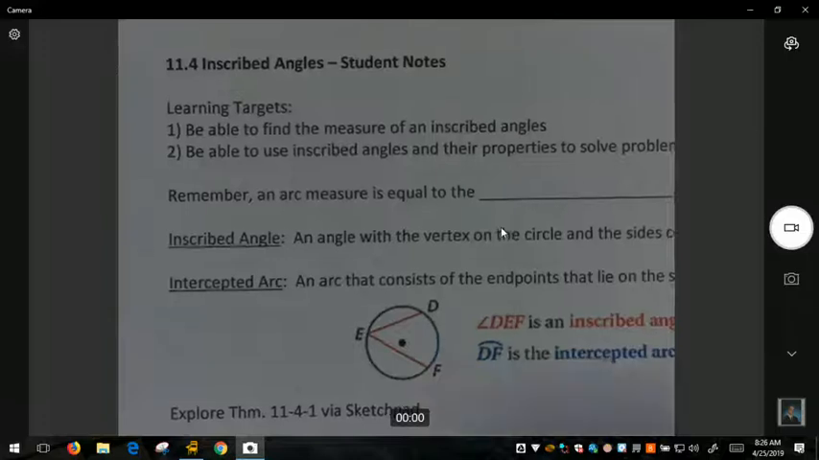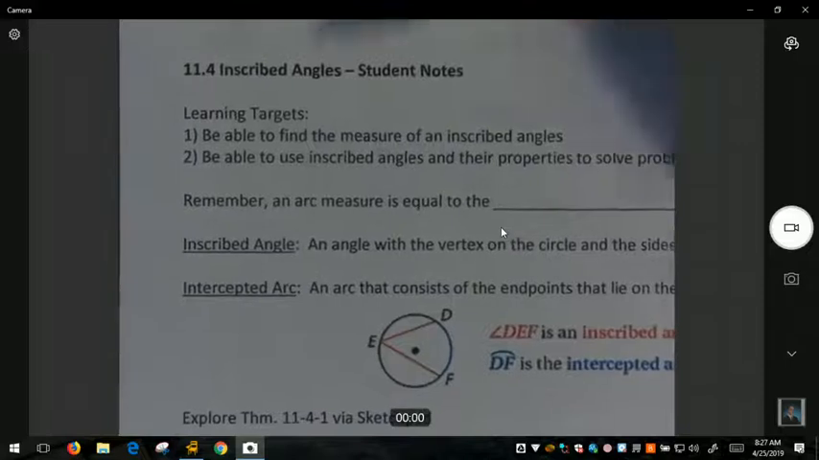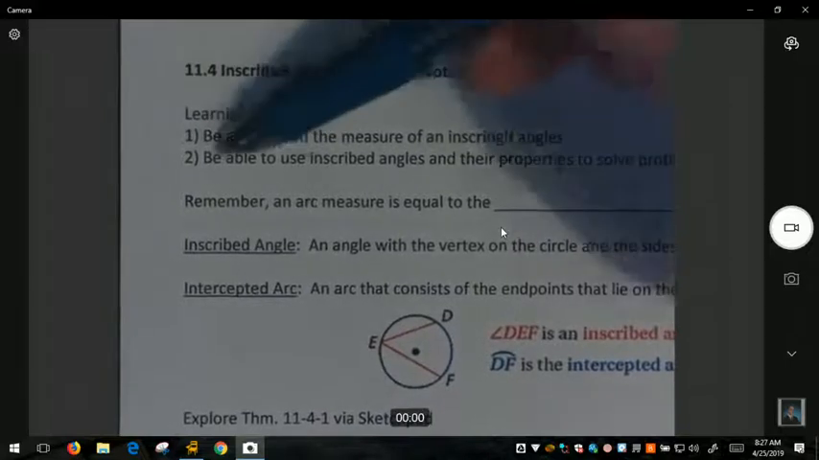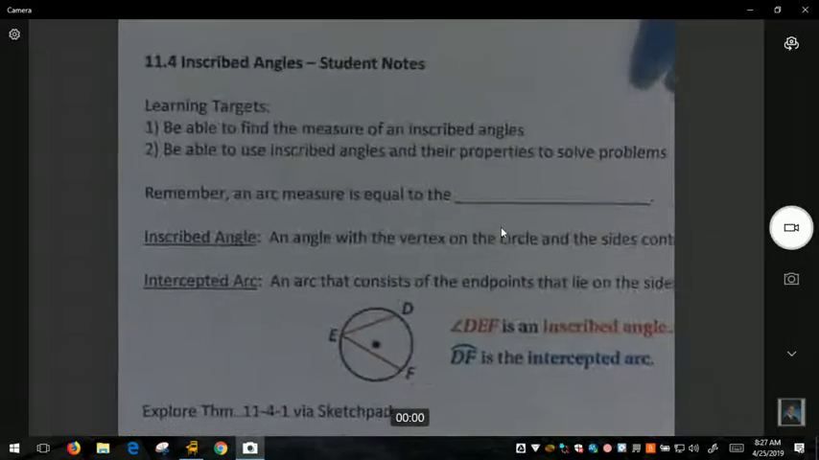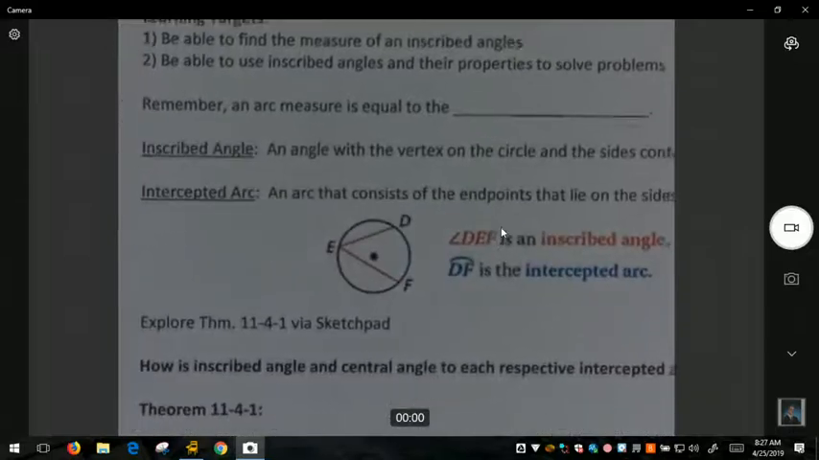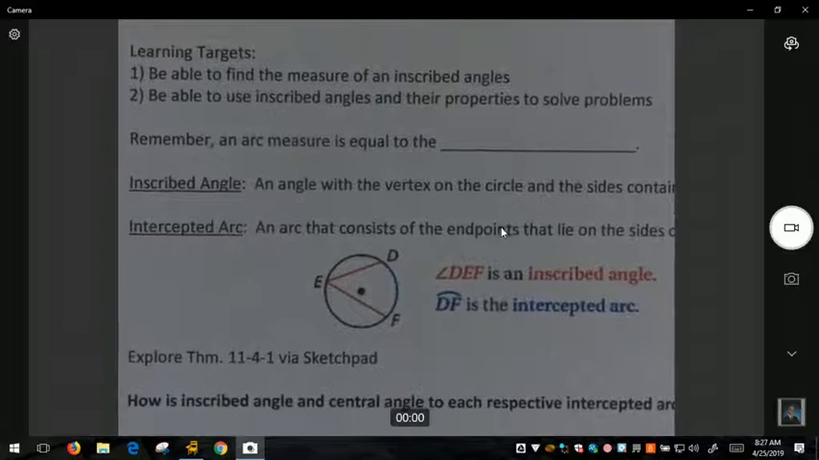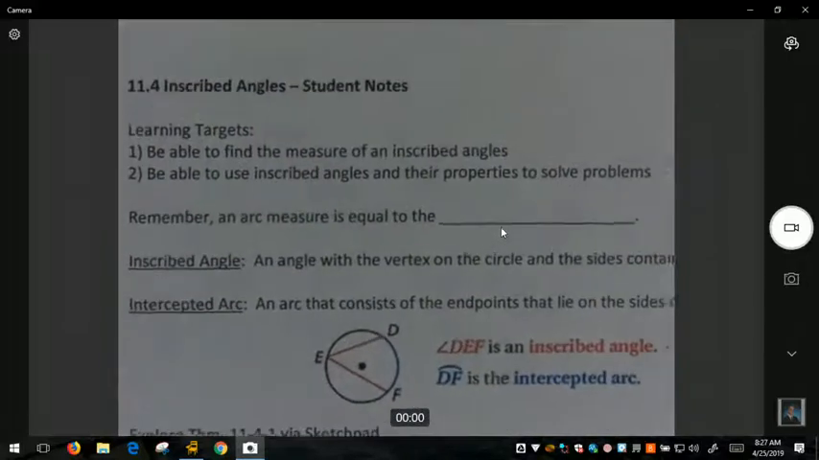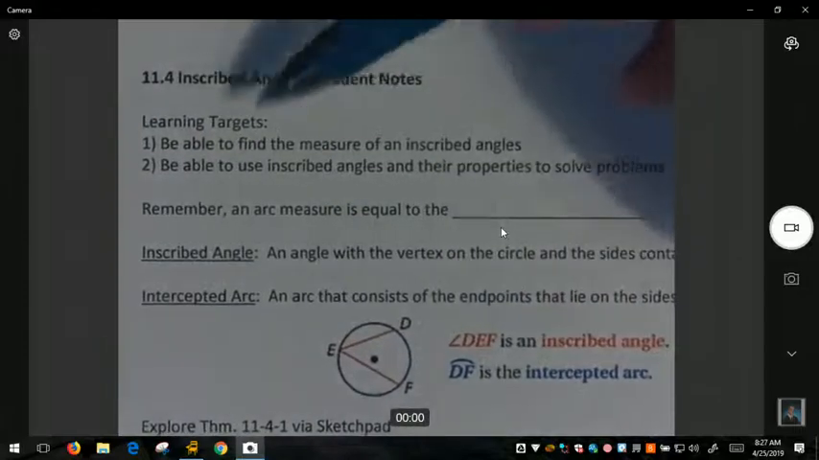Lesson 11.4, Inscribed Angles. The learning targets for this lesson are that you will be able to find the measure of an inscribed angle, and that you will be able to use inscribed angles and their properties to solve problems. As you saw in the geometry sketchpad before you left class before this lesson, there is a relationship between the inscribed angle and the central angle. We'll talk about that a little bit more in a second.